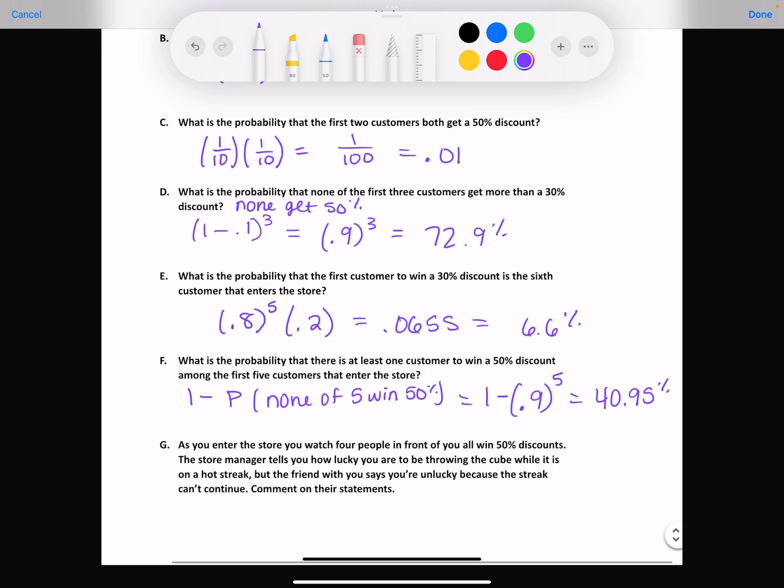It's not true because they cannot be related to each other, because no one else affects another person. They're independent. Causation is not equal to correlation. One throw does not affect another, so they're independent. Every roll has a 10% chance of landing on a 50% discount. So that's why neither statement is correct. Each throw is independent.